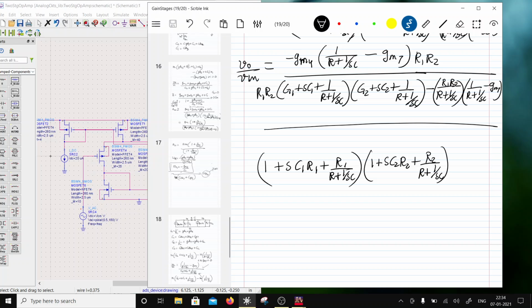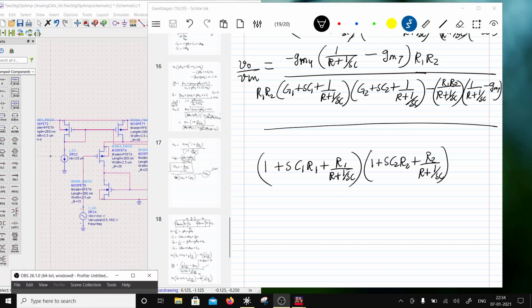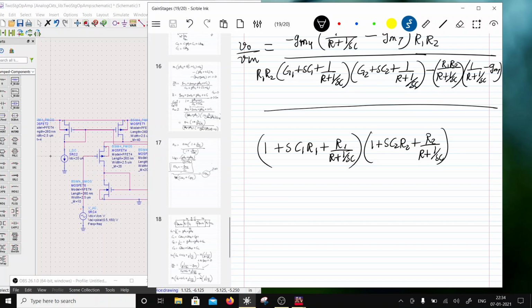Okay, let's continue doing it. So I'm not sure if I'll arrive at the right result, but I'm just going to do like other people do, the brute force stuff. R1 R2 by R plus 1 over SC times of 1 over R plus 1 over SC minus GM7, correct?